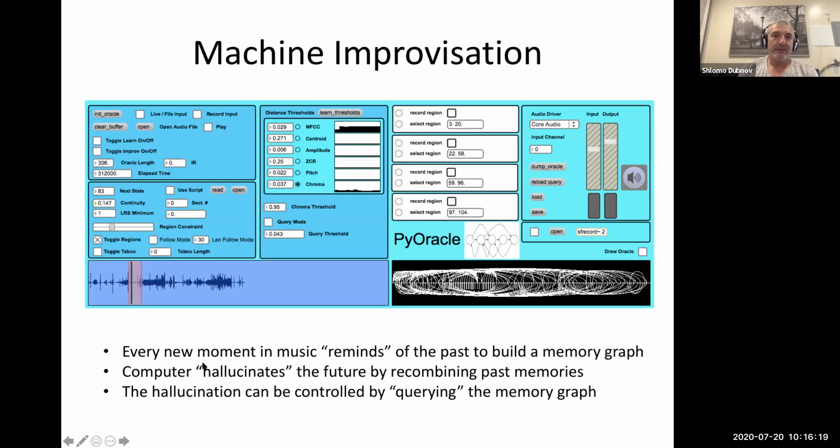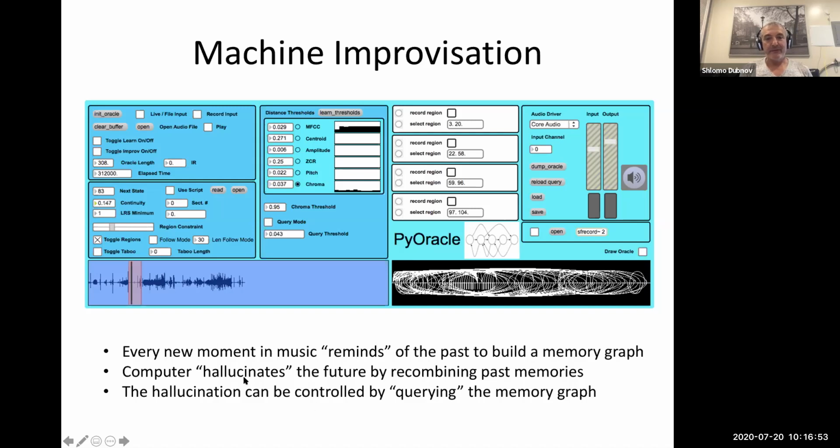This is another example of the machine improvisation, the variable Markov oracle, a tool that I mentioned, and in the slides we actually have the link to the GitHub. This is a pure data interface to this system, and the graph we spoke about. The idea is that by using this graph, you can think about every new moment in music that reminds something else, the past. And this is kind of a memory graph.